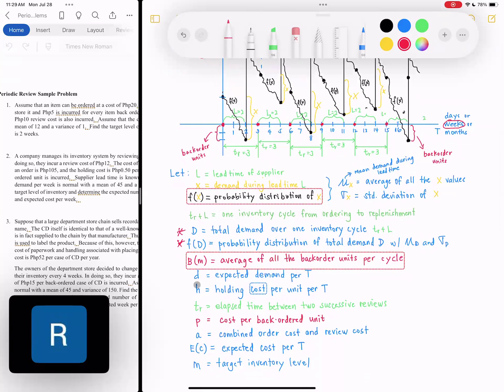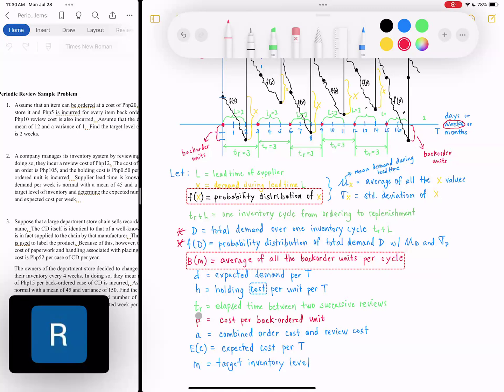Okay, small d, we've been talking about demand during lead time, that's X. We've been talking about total demand over one inventory cycle, that's capital D. Small d is just the average demand, okay? It is just the average demand per period capital T. And I explained earlier that your capital T is dependent on your TR.